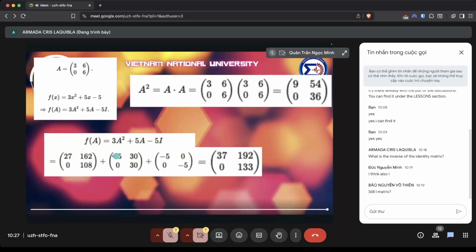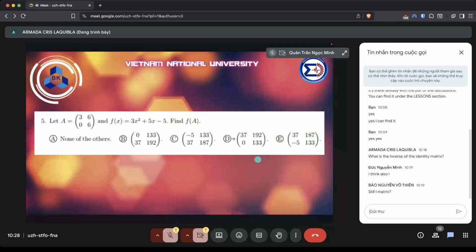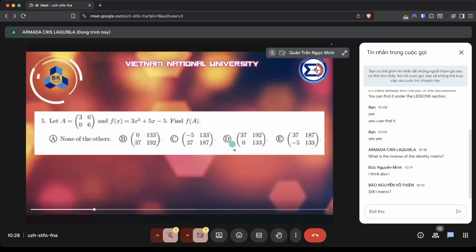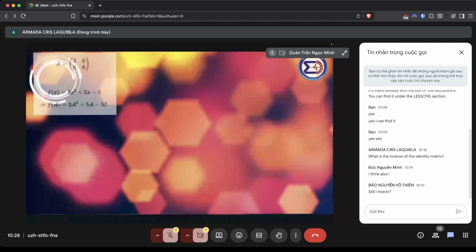Now add the first numbers here. 27, 15, negative 5, it's 37. 162, 30 plus 0, 192. 0 plus 0 plus 0, it's 0 here. Then 108 plus 30 plus negative 5, the answer is 133, and you can find it in letter D here. Letter D. Correct? That's it. Next.